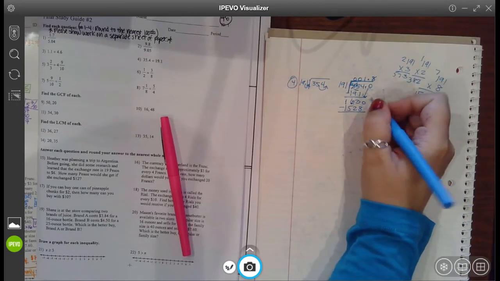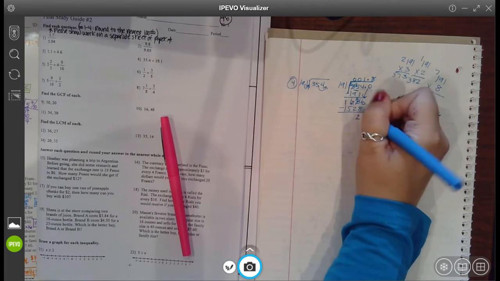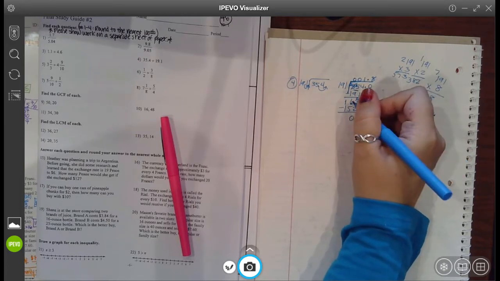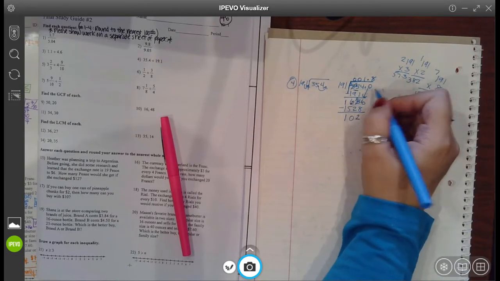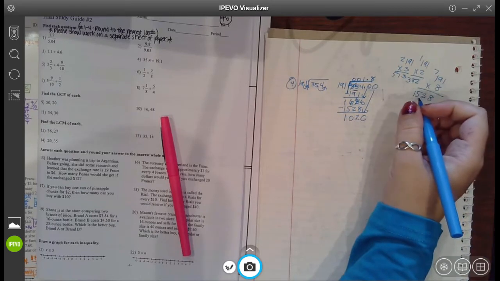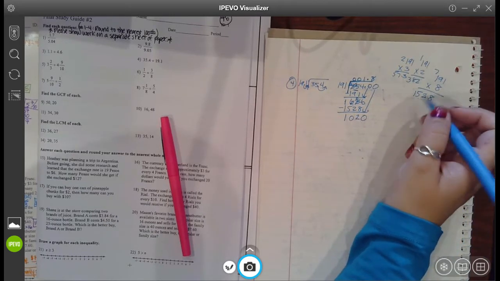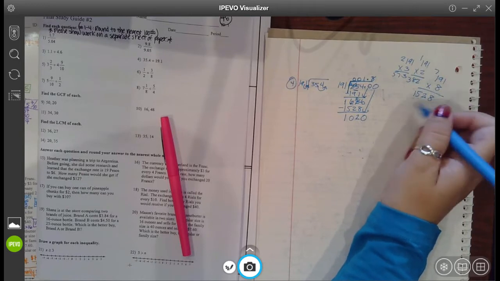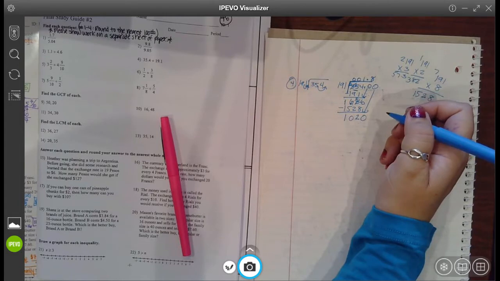You can't take 8 from nothing, so borrow. 10 minus 8 is 2. 2 minus 2 is 0. 6 minus 5 is 1. This is less than what I divided by, so I'm good. I don't need to erase and try again. I need to keep going. Okay, so this one, 8 was too big by quite a bit. So 7 definitely wouldn't work. That was bigger by a lot.